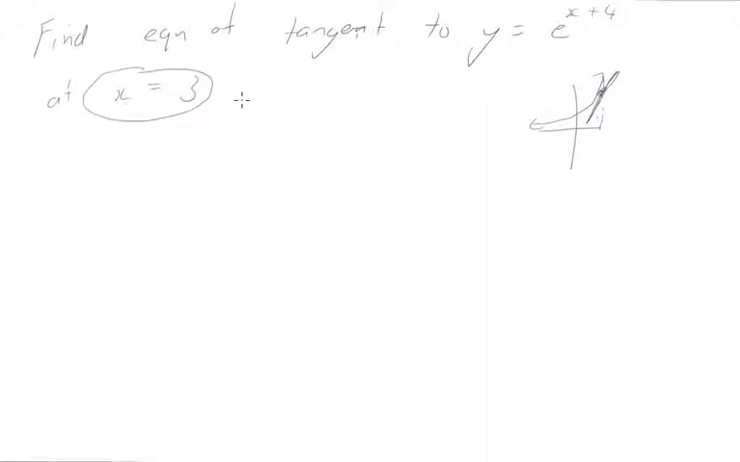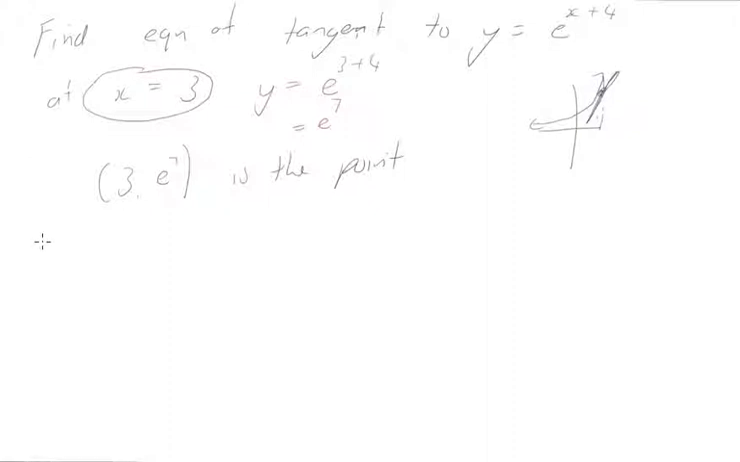We've got x is 3, so when x is 3, y will be equal to e to the 3 plus 4, or e to the 7. Okay, e to the 7. We can work out what that is if you would like to, or we can leave it in the exact form. Both good answers. So that's our coordinate. Our coordinate is (3, e to the 7). It's the point on the curve. Next we've got to find the gradient.